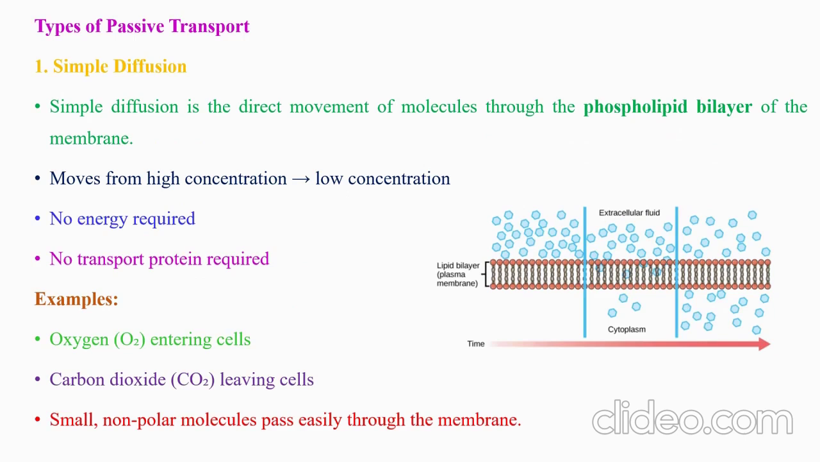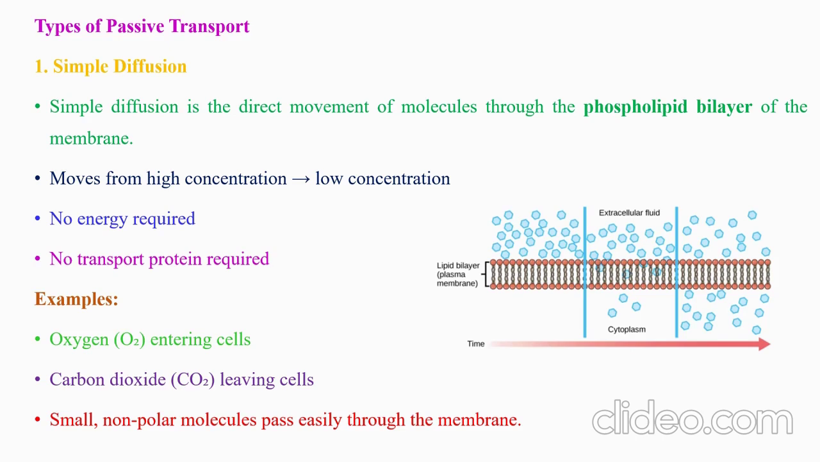Now we'll see the types of passive transport. First one is simple diffusion. Simple diffusion is the movement of small nonpolar molecules directly through the phospholipid bilayer of the cell membrane without the help of transport proteins and without the expenditure of energy.